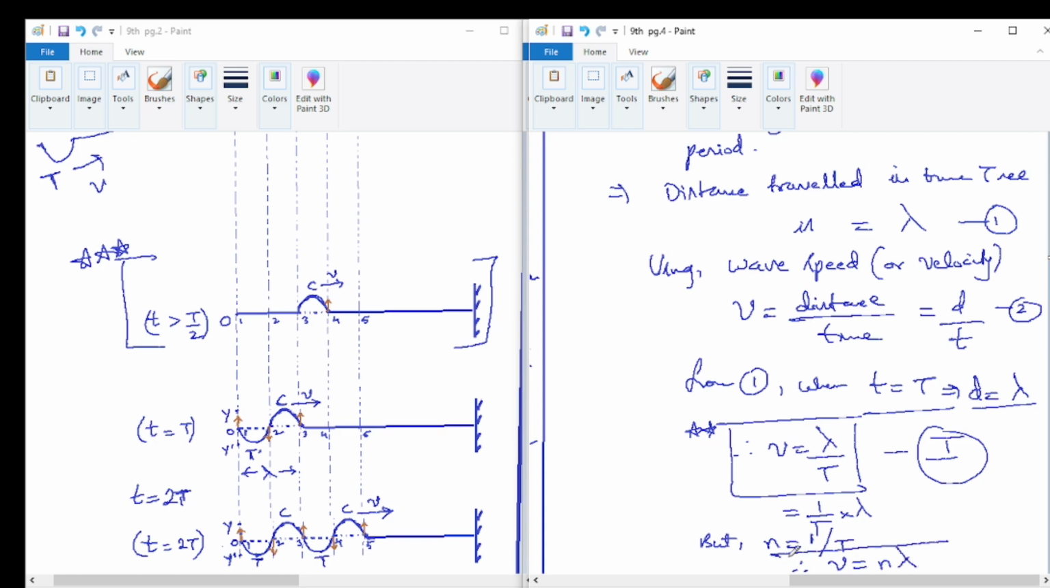So this is a very popular equation related to any wave. Any wave velocity can be expressed as nothing but the product of frequency and wavelength. It's a very important equation, the most important equation for waves, especially for propagation of a wave. So this is the main result that's actually required.